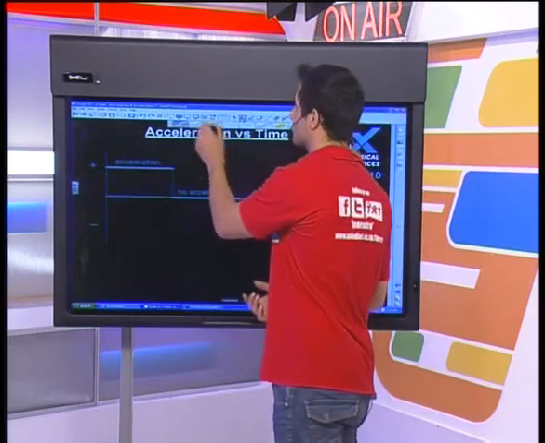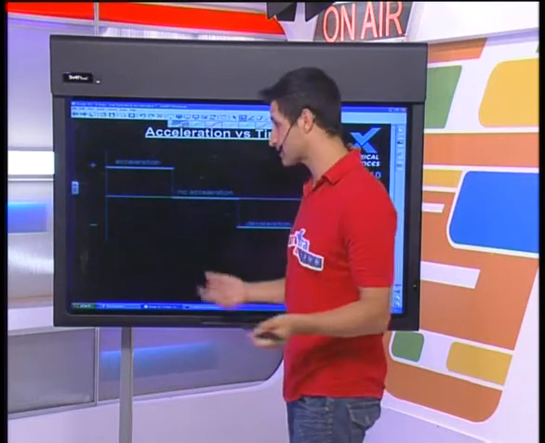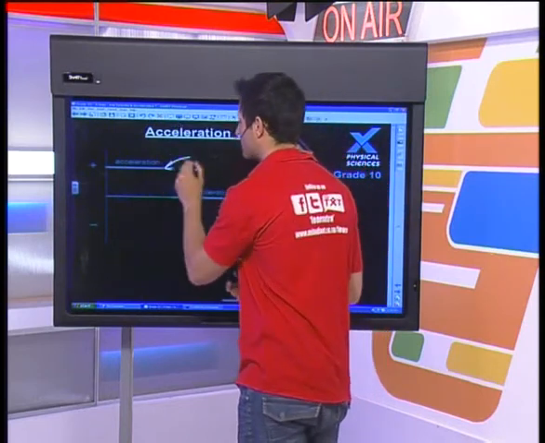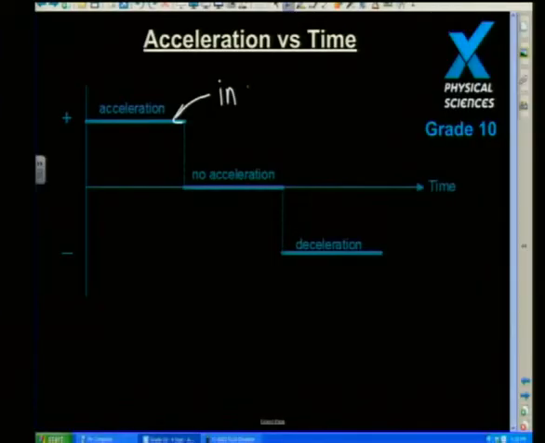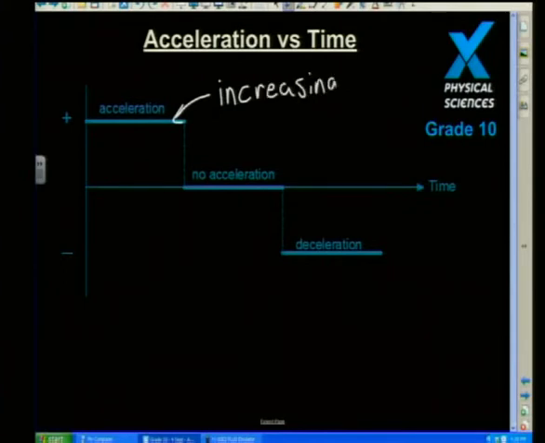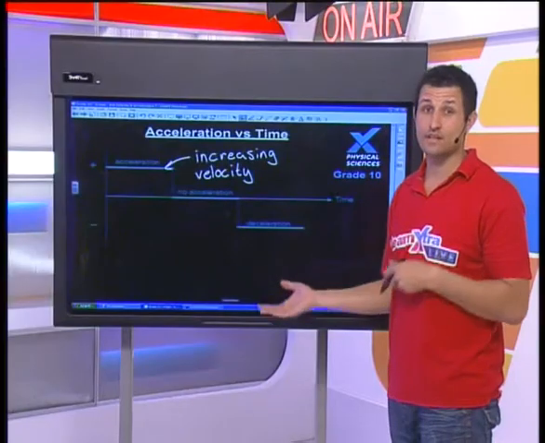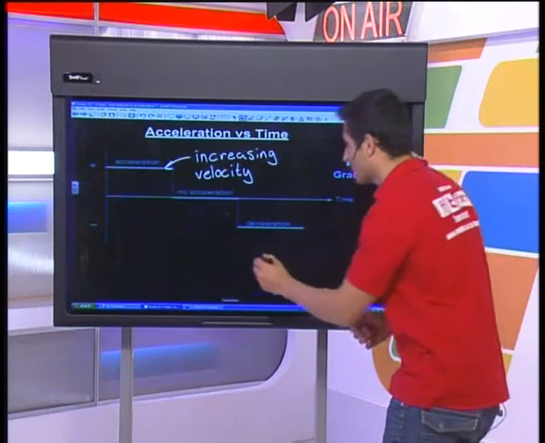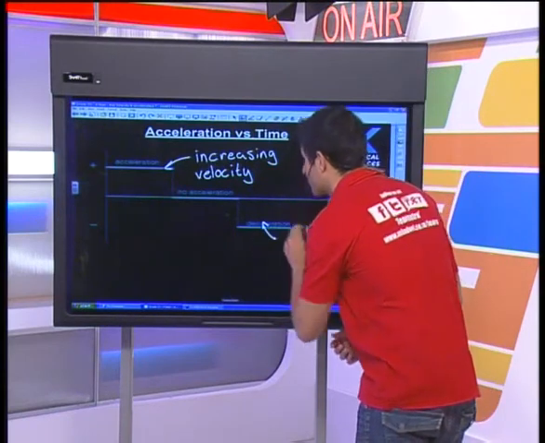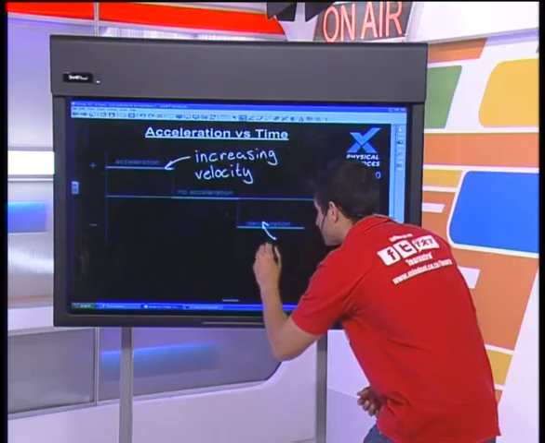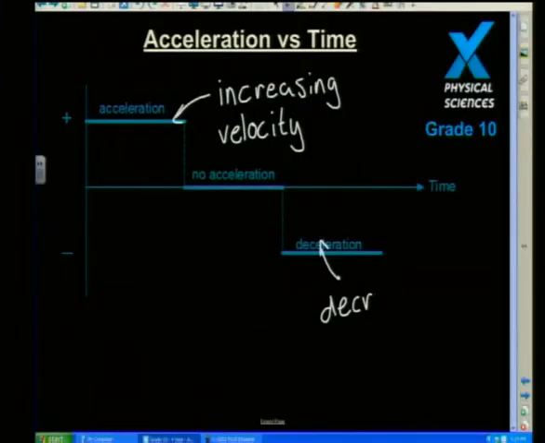So I'm just going to make a note on what acceleration is. This means that I'm increasing velocity, going faster. So increasing velocity. Okay, now what happens when I want to stop? In other words, I want to slow down. Sometimes we call that deceleration, and that is negative acceleration. In other words, I am decreasing my velocity. So that's when you want to slow down.